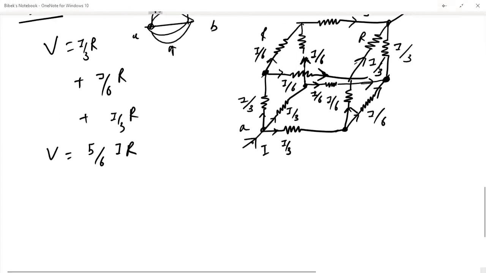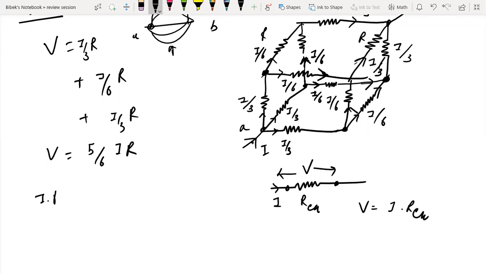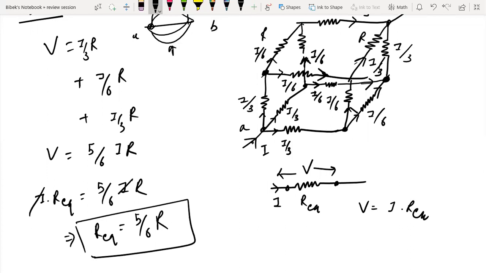Okay, so if I reduce this diagram to a simple equivalent, your potential drop will be V, that is, V will be I times R equivalent. So I times R equivalent is 5 over 6 times I times R. I and I get cancelled. R equivalent will be 5 over 6 R. So there's your equivalent resistance.